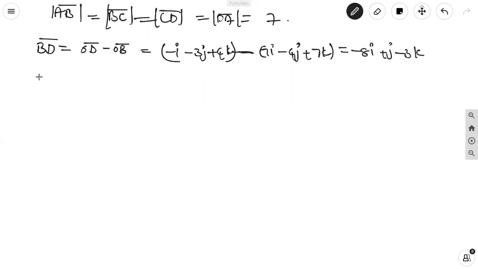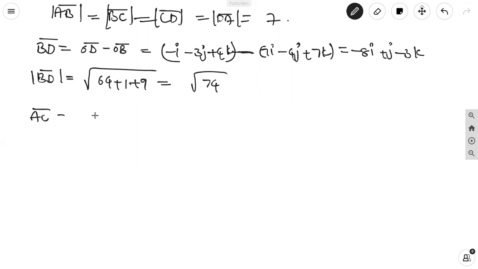minus 3k. The modulus of the BD vector is equal to the square root of 8 squared, 64, plus 1 squared, 1, plus minus 3 whole squared, which is 9. It is equal to root of 74.